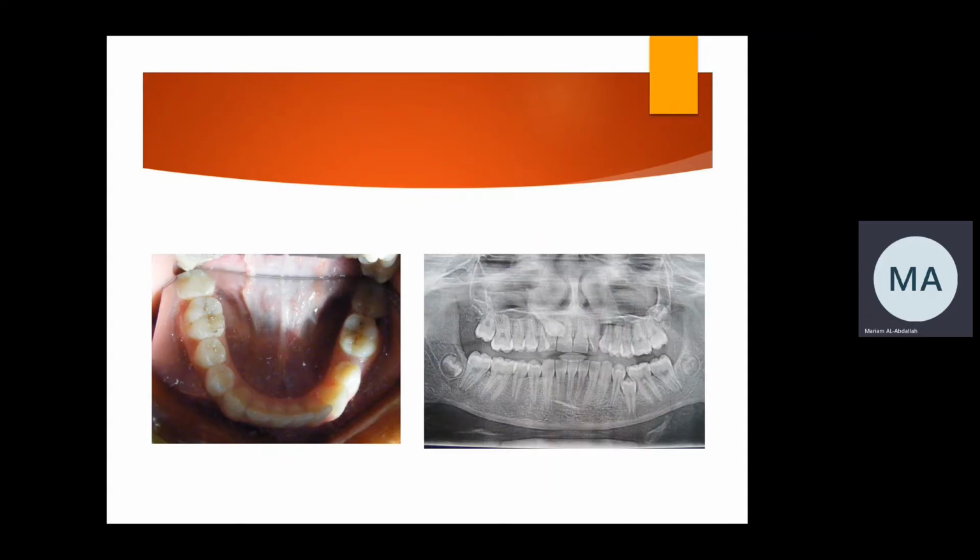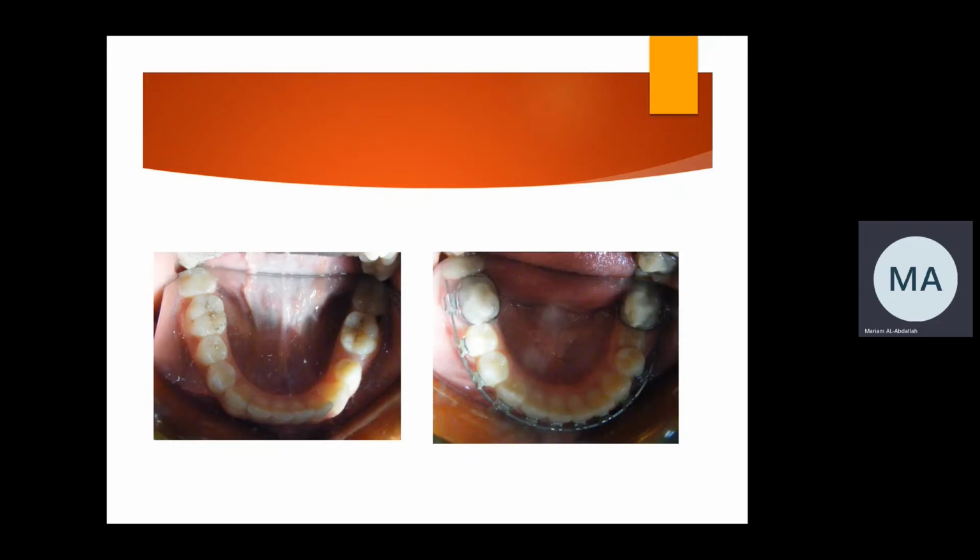Let me give you an example. This is the lower arch of a patient with an impacted lower left 5. Our treatment plan was, this is the LPG and this is the impacted 5, to open space for this impacted tooth. So we fitted a fixed appliance.